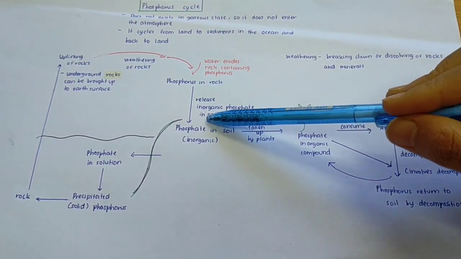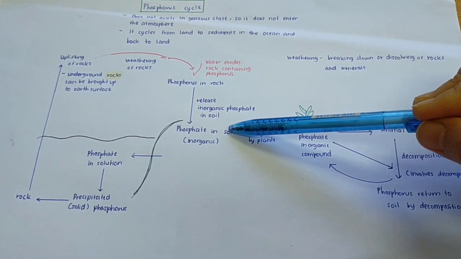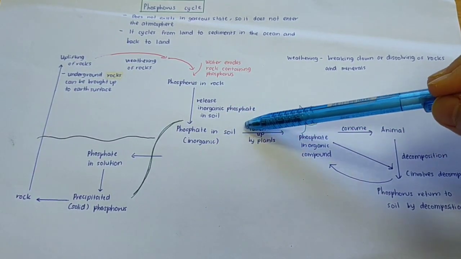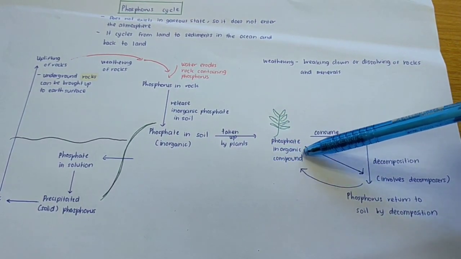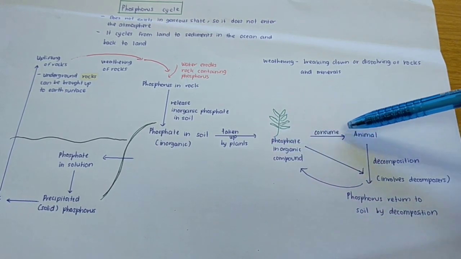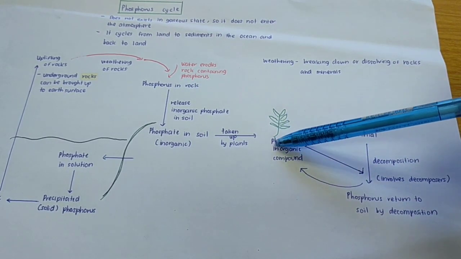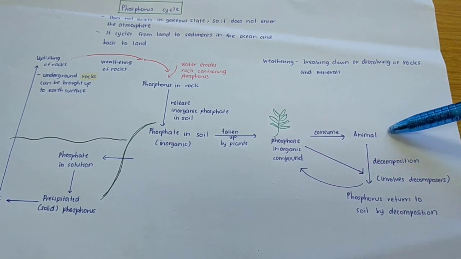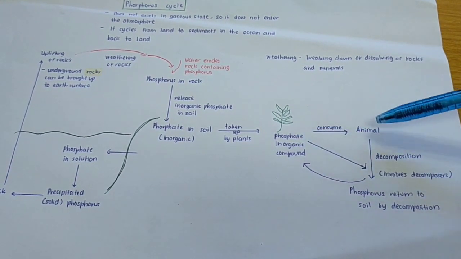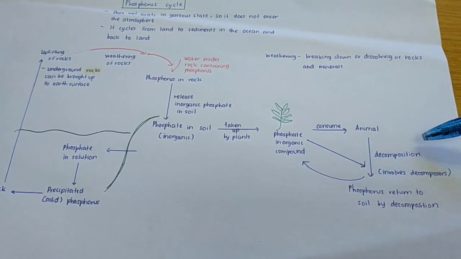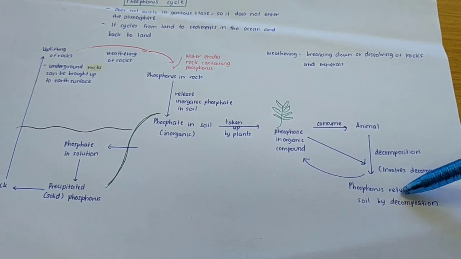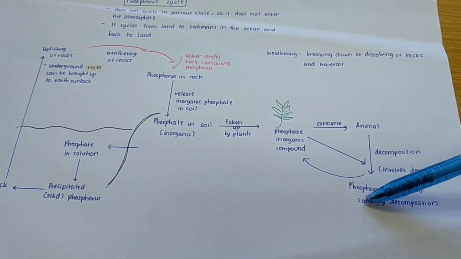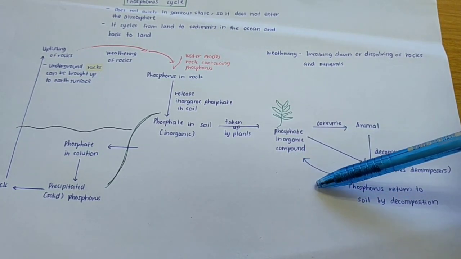So once phosphate is already in soil, this inorganic phosphate can be taken up by plants, and then plants will convert that phosphate into organic compounds. So when plants are consumed by animals, this organic phosphate also can be transferred to the animal. So what happens to the plants and animals when they die? The decomposition process will occur, which involves decomposers. So what happens to the phosphorus? Phosphorus will return to soil by decomposition, and it also can be used again by the plants.